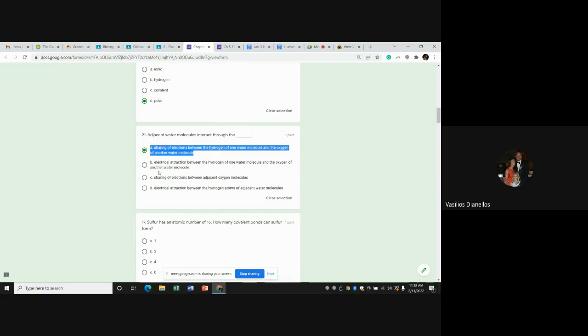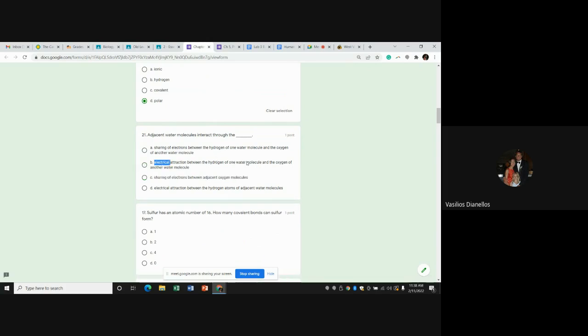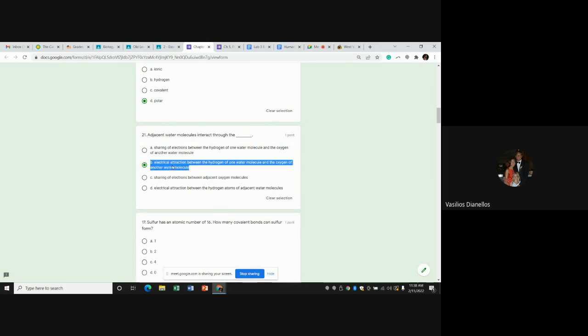So that means A and C are not correct. All right, so that leaves B and D, where we're talking about electrical attractions. Let's see. Electrical attraction between the hydrogen of one water molecule and the oxygen of another. There we go. That's the correct answer. But let's look at the other one and see why it's wrong. Electrical attraction between the hydrogen atoms of adjacent water molecules. No, the hydrogen atom of one water molecule is not attracted to the hydrogen atom of another, because the hydrogen atoms are partially positive, so they are going to repel each other.